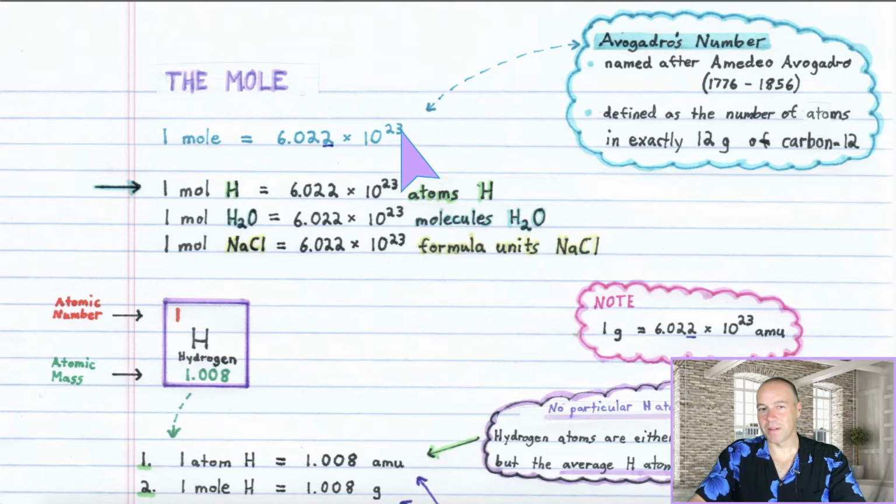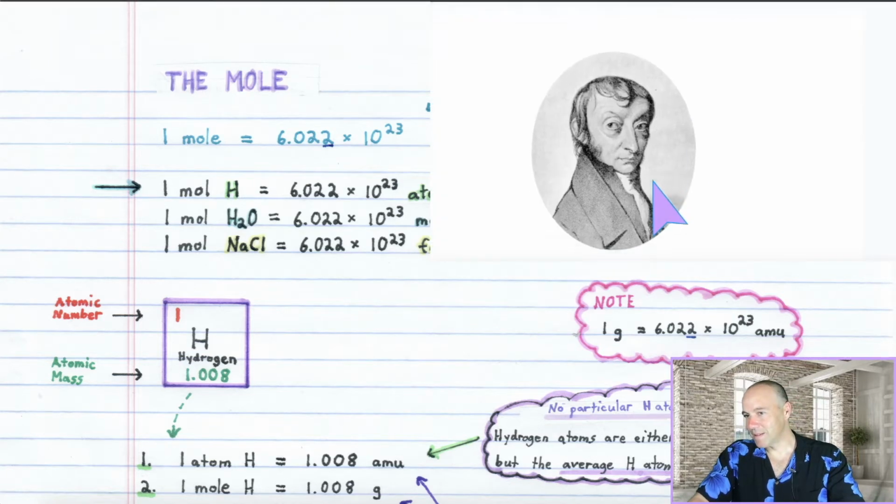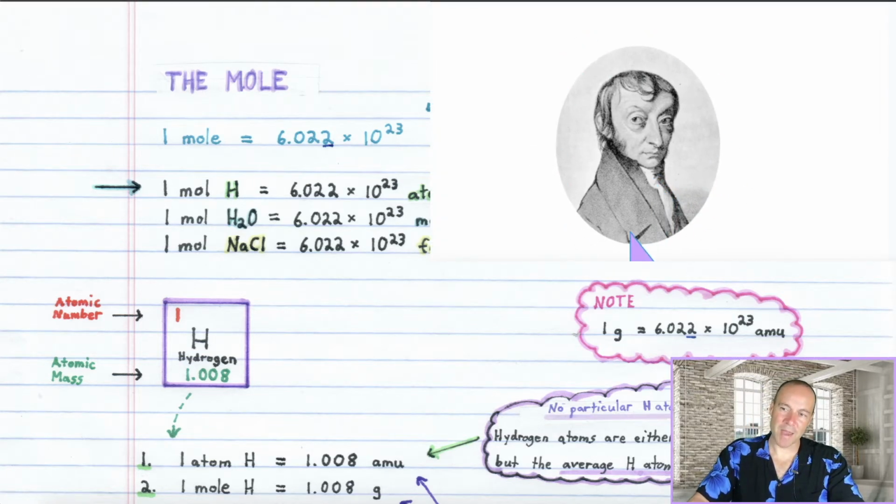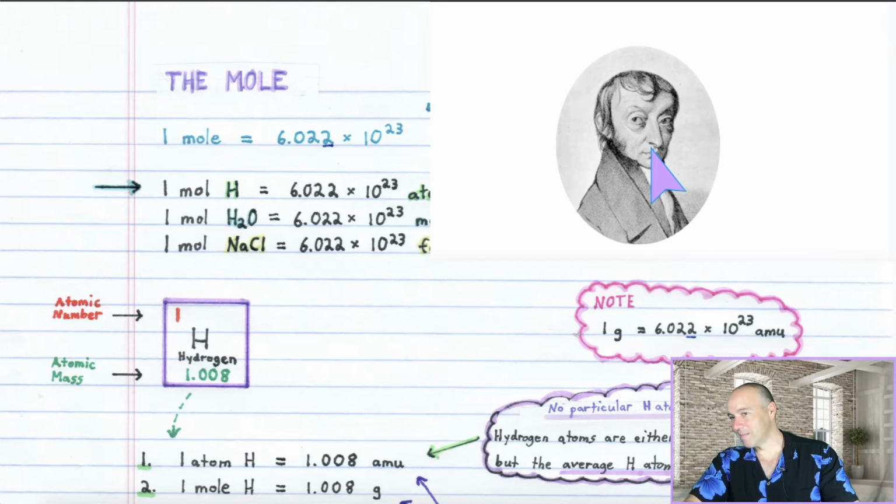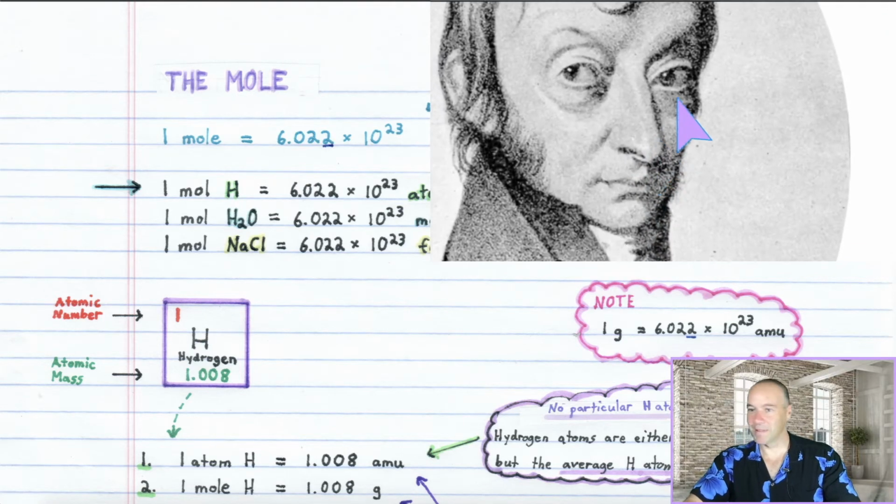Now this number is called Avogadro's number, and it's named after the Italian physicist Amedeo Avogadro, who lived from 1776 to 1856. Here's a picture of Avogadro. He's an interesting looking chap, and he seems to watch you no matter where you stand. That eye of his seems to follow you.